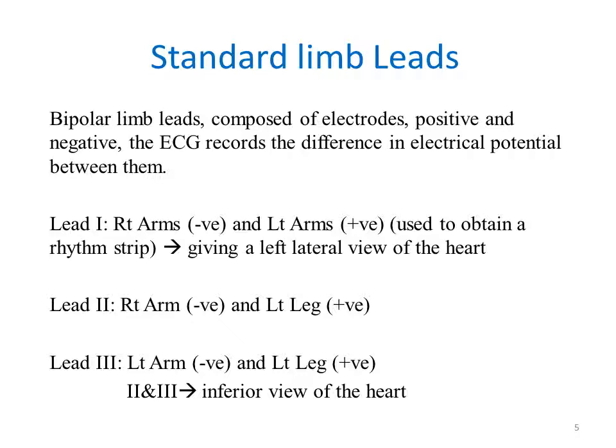Lead 2 records the electrical activity between the right arm, negative, and the left leg, positive. Lead 3 records the electrical activity between the left arm, negative, and the left leg, positive. Both lead 2 and lead 3 provide us with the inferior view of the heart.